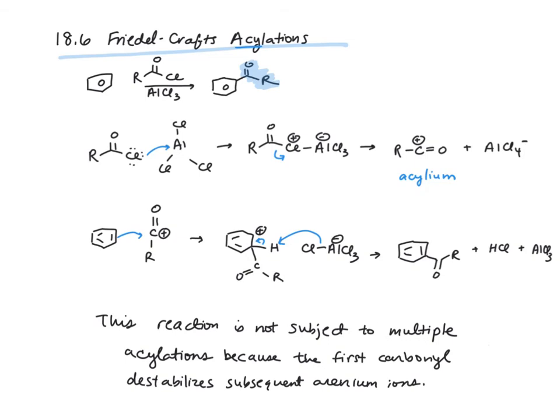And benzene reacts with that to form the arenium cation intermediate. And then aluminum chloride takes away a proton so that we form our aromatic ring again. This reaction, unlike the alkylation, is not subject to multiple acylations because the first carbonyl destabilizes subsequent arenium cations.